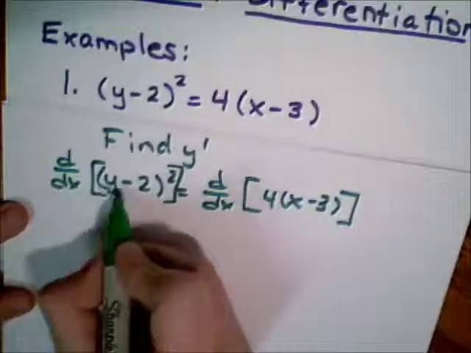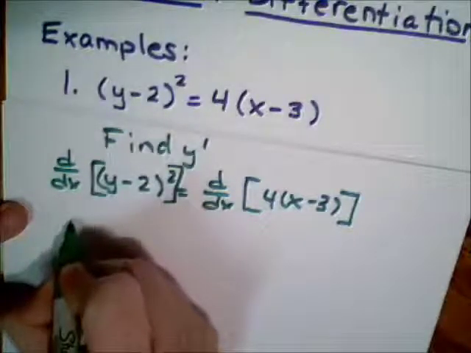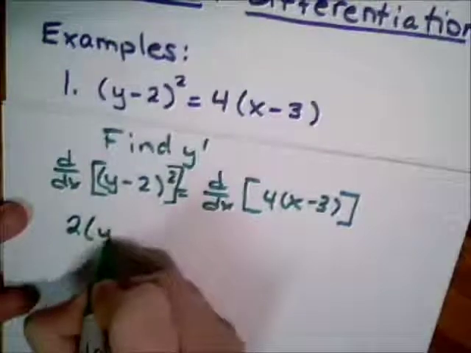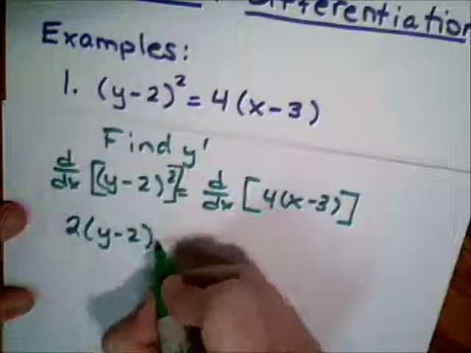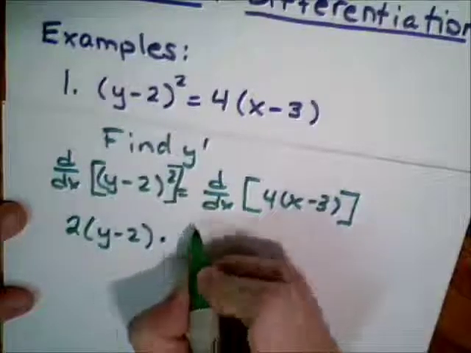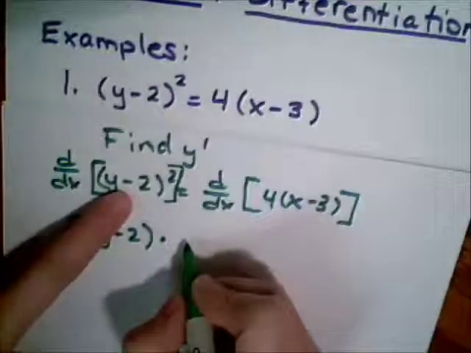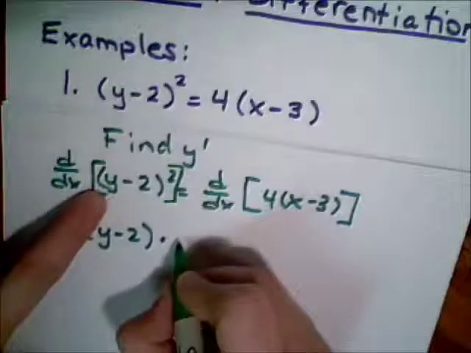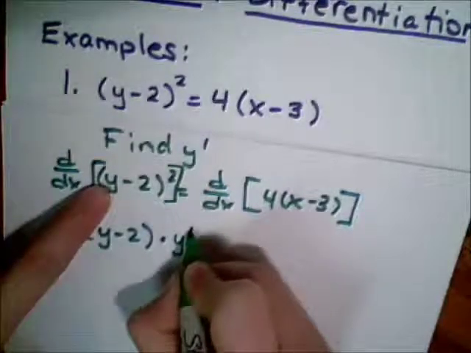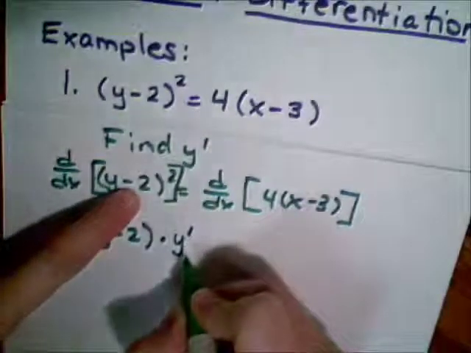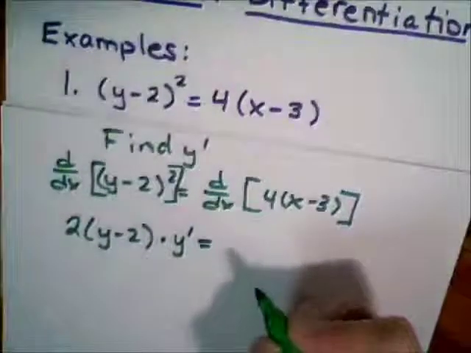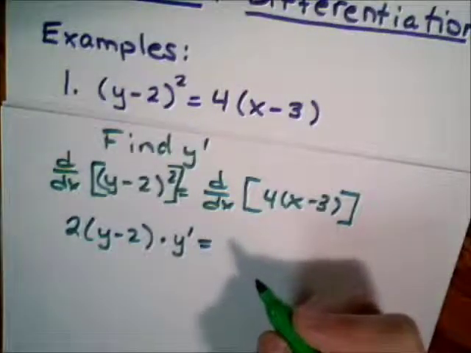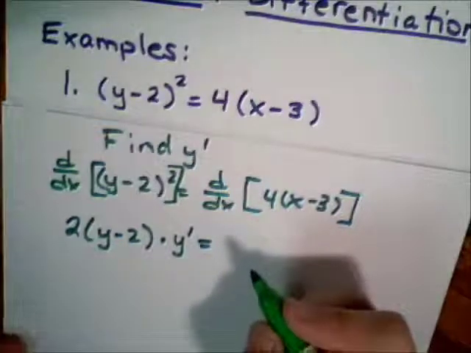The derivative of something squared, we'll use the power rule first: bring down the 2, keep the base, subtract 1 from the exponent, understood 1. But we need to multiply by the derivative of the base. The derivative of y is written y prime, and we know the derivative of negative 2 would just be 0. So the derivative of the left-hand side is 2 times the difference y minus 2 times y prime.